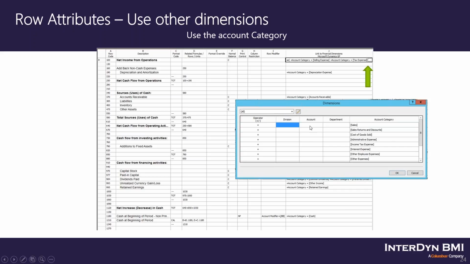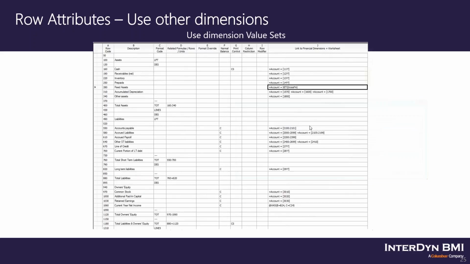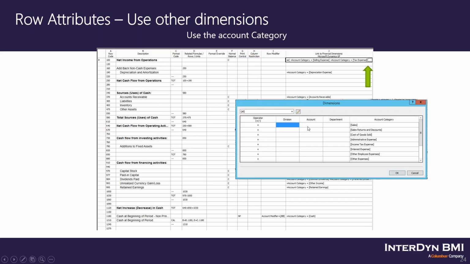Now, would that be the same as coming back over to your account and putting in 4,000 through 9999? Yes. If you were using a range, you'd get the same result. So this is just an example of being able to use multiple account categories as well.